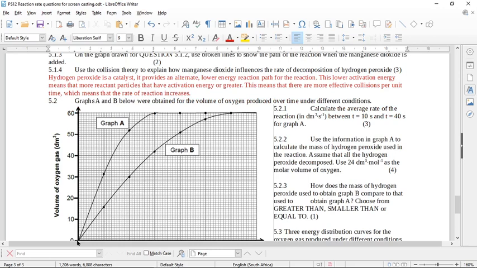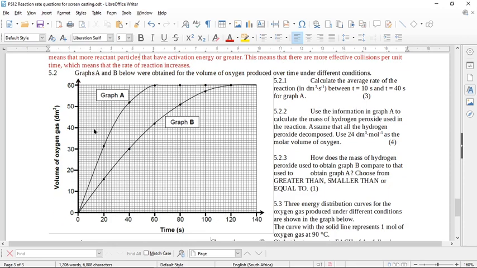Okay, graphs A and B were obtained for the volume of oxygen produced over different times. Calculate the average rate of reaction in cubic decimeters per second between t equals 10 and t equals 40 for graph A. Okay, let's just look at these two graphs quickly. Graph A definitely had the higher rate of reaction than graph B, but both of them flattened out at 60 cubic decimeters of oxygen, which means that they must have had the same amount of reactant to start with, because the curve would be higher if there was more reactant. So it's the same amount of reactant, just this probably catalyzed, this is not catalyzed.